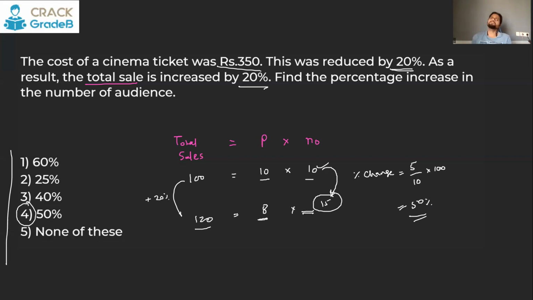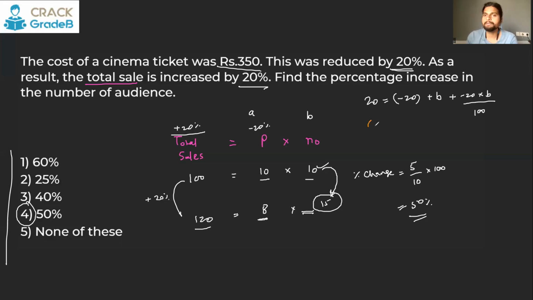Easy? Yes, you can use the formula also. How will the formula work here? You know the total sales are increased by 20%. That means the resultant is 20%. Price is decreased by 20%. That means in the formula we use, A should be minus 20% and B we have to calculate. So just use the formula A plus B plus AB upon 100 equal to the resultant change. So 20 should be equal to minus 20 plus B plus minus 20 into B upon 100.